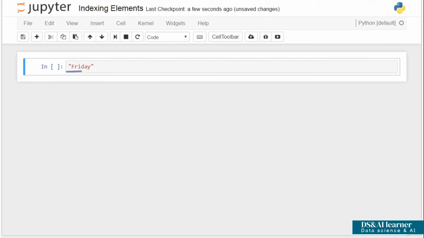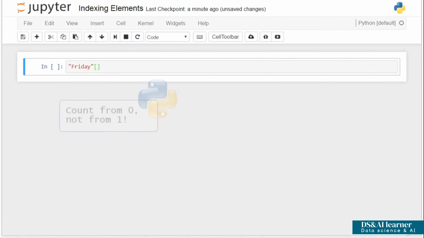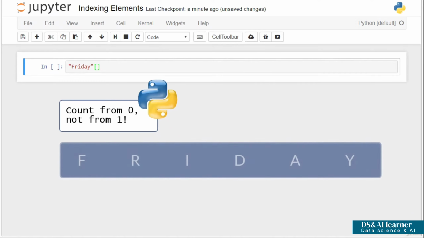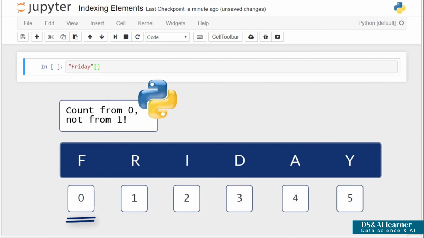The word Friday is written here, right? Is it possible to extract the letter D? Yes, we can do that by using square brackets, and within them, we should specify the position of the letter we would like to be extracted. A very important thing you should remember is that in Python, we count from 0, not from 1. 0, 1, 2, 3, 4, and so on. That's why I'll ask for the fourth letter, D, by writing 3 here.